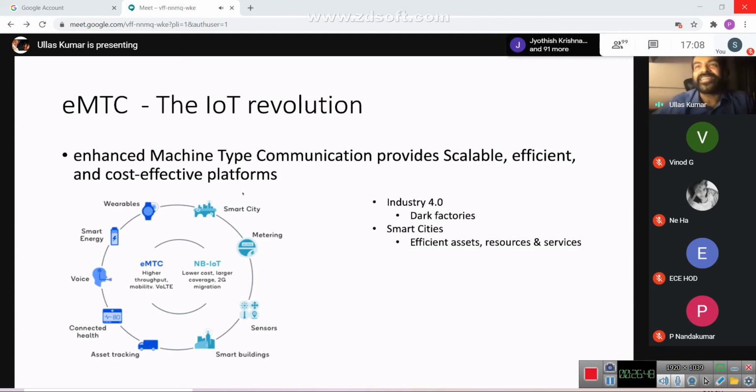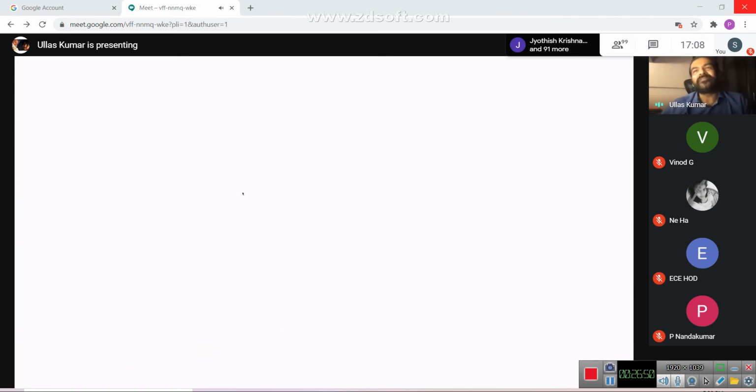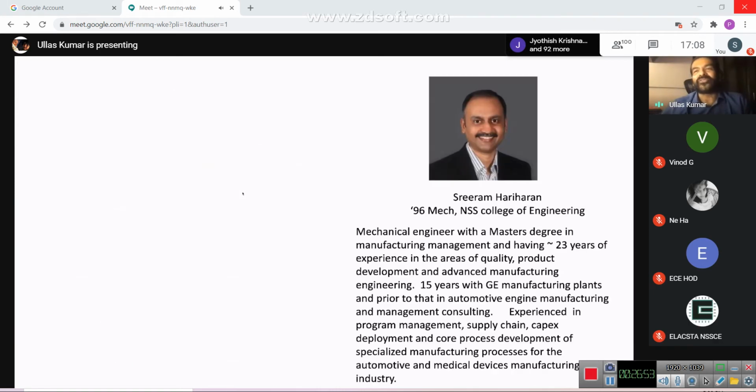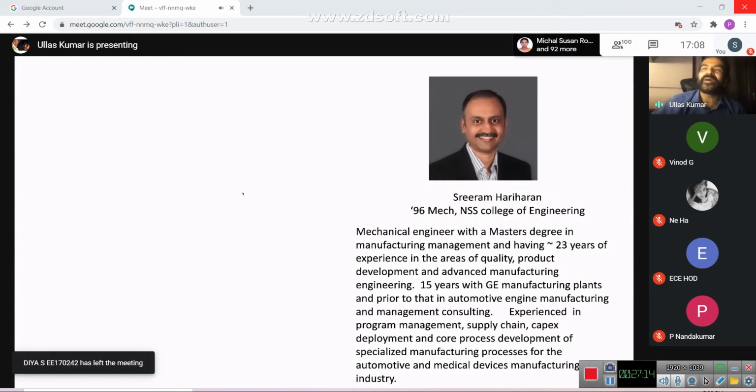Maybe at this juncture, I must introduce Sriram. I think you saw Sriram before. He is my colleague, our classmate from 1996 MEC. He has been with Ashok Leyland for some years, then moved on to his own company doing some consultancy work. And then he was with GE for advanced manufacturing aspects. And now he's again back to us.